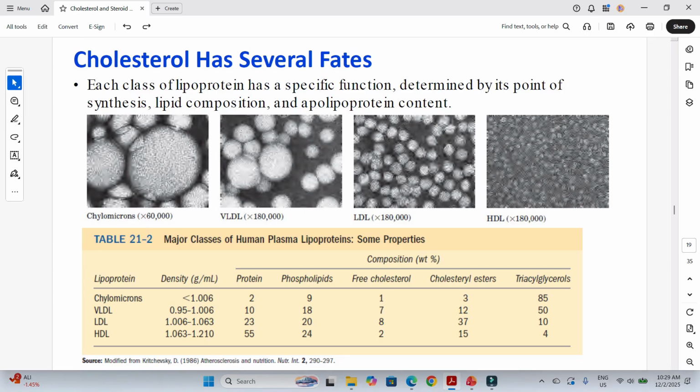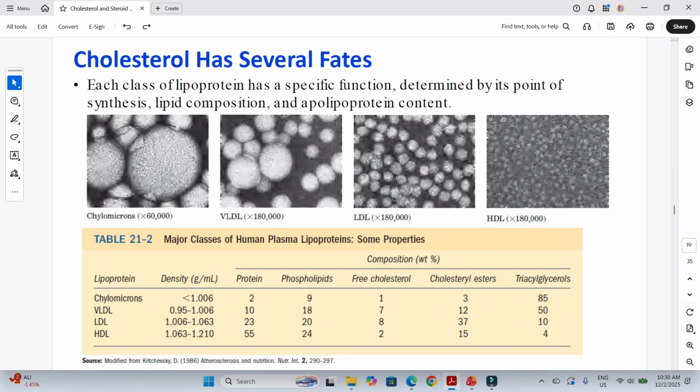Now each class of lipoprotein has a specific function which is determined by its point of synthesis, where it's been synthesized, lipid composition, how much acylglycerol, how much cholesterol ester, and of course apolipoprotein content. So here's a table showing us the major classes of human lipoproteins and some of their properties, like the composition in weight percent, the density, and the amount of protein, phospholipids, free cholesterol, cholesterol esters, and triacylglycerol.